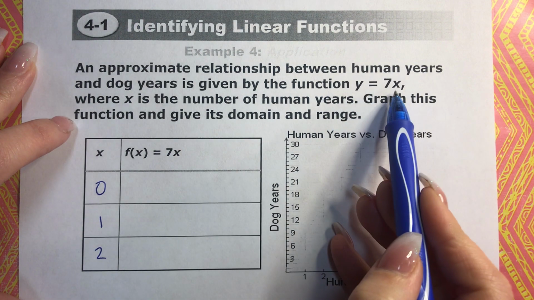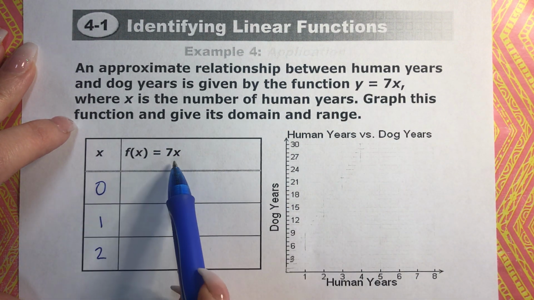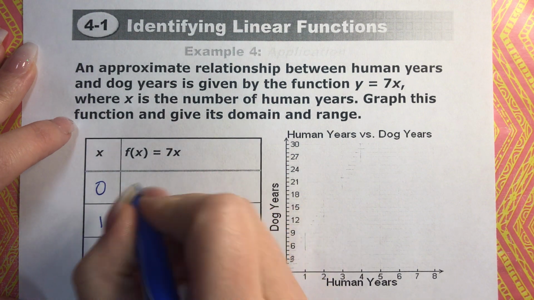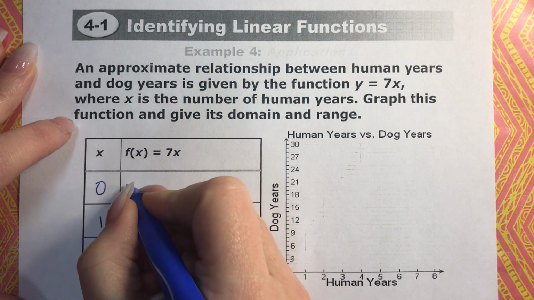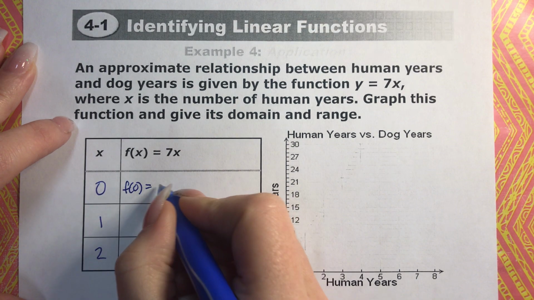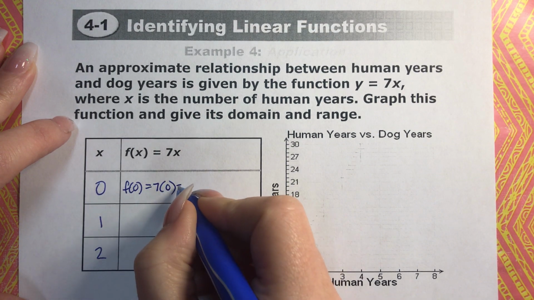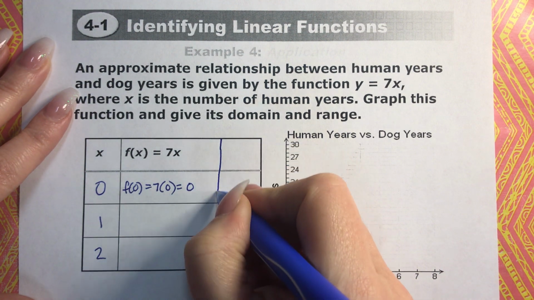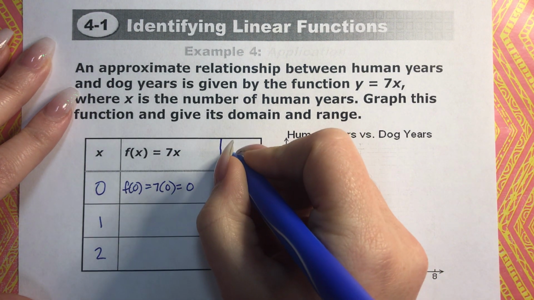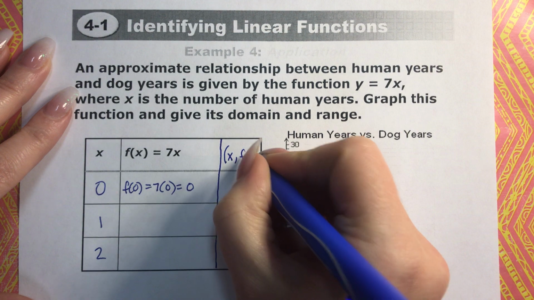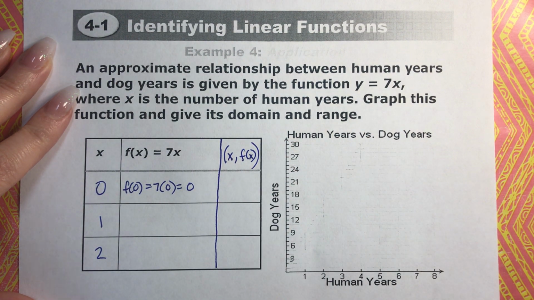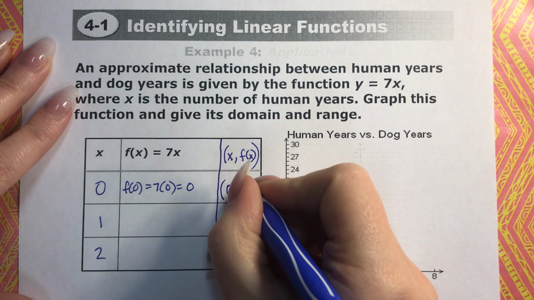We have y equals 7x, but it's a function, so that means it's the same thing: f of x equals 7x. I'm going to find what f of 0 is. So 7 times 0 is equal to 0. This needs a column for the ordered pair, which would be x and f of x, which is my y. So this is x, y, my ordered pair. The first point is just 0, 0.